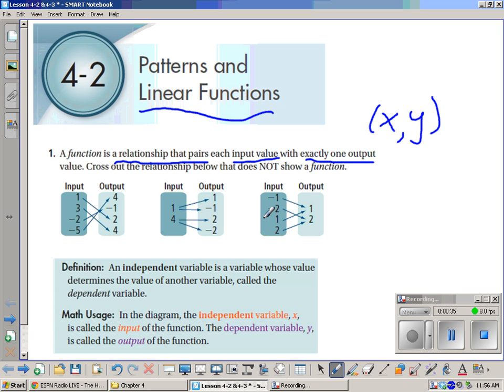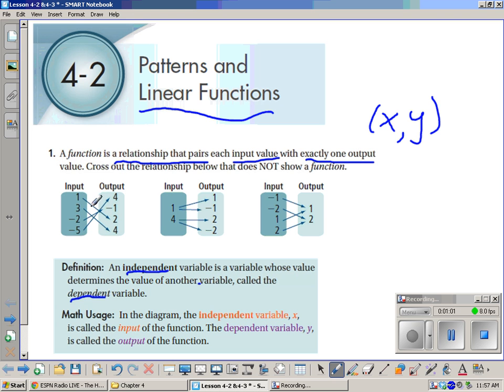So when we're working with input and output, we're going to define the input to be the independent variable and the output to be the dependent variable. So often we're going to deal with variables such as x that we're going to call the independent variable, and y is going to be called the output or the dependent variable. So when we're dealing with x's and y's, we're going to assign them to be independent and dependent.